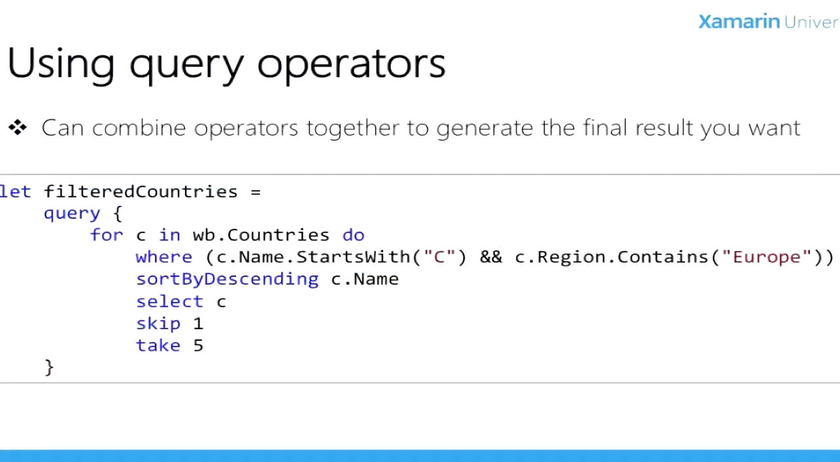And here's a quick example of using some of the additional operators. Here, we'll take all the countries where the name starts with C, is in Europe, sorted by name, and we skip the first result and then take the next 5.